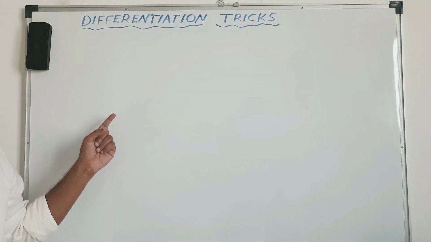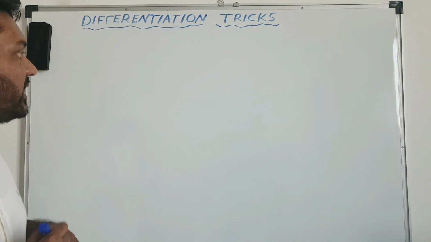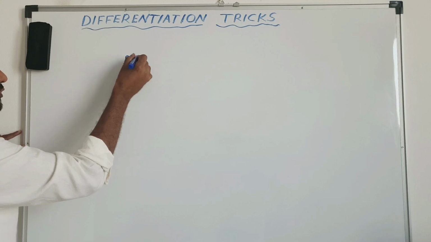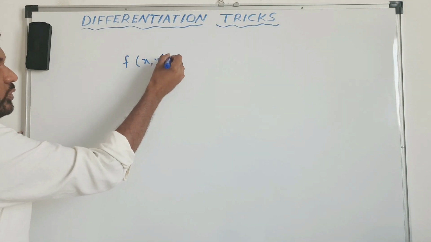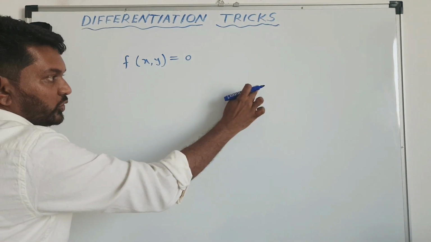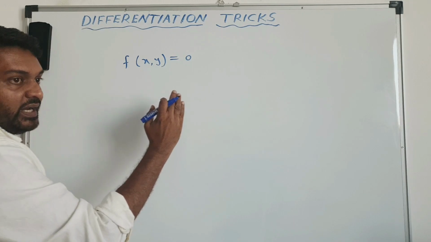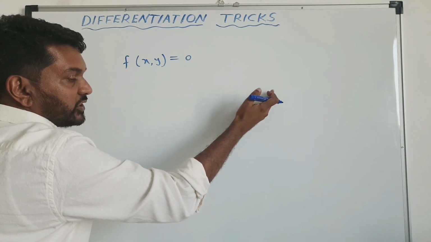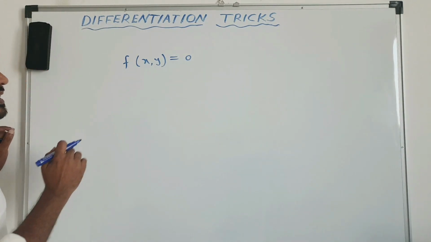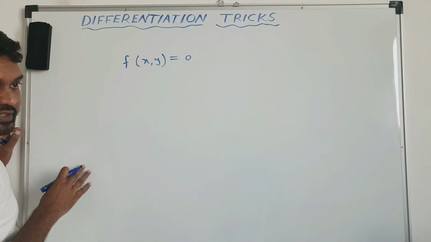Now we will see how to find the derivative of an implicit function easily. Implicit function means f of x comma y equal to 0. Explicit function means y equal to sine x or y equal to x square plus 3, like this. Y will be given as function of x directly. Implicit function means x and y will be connected through an equation.